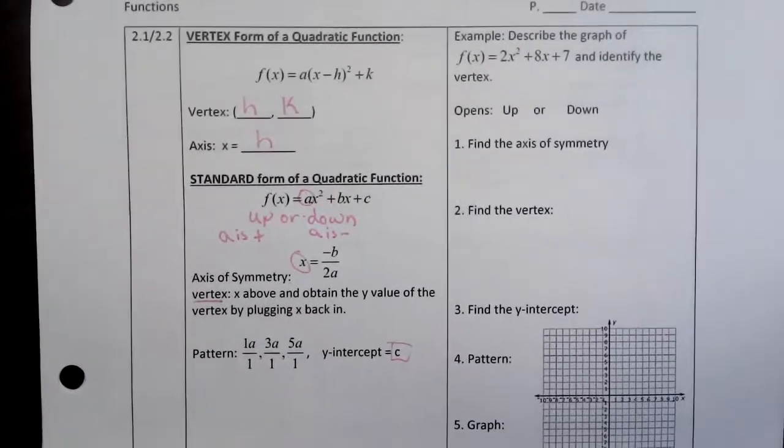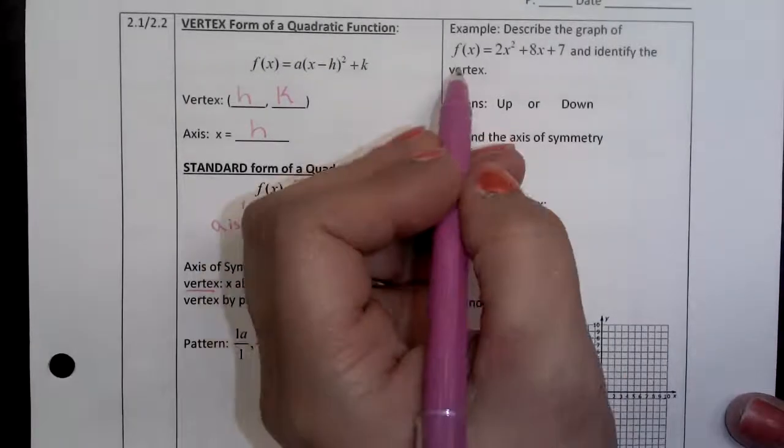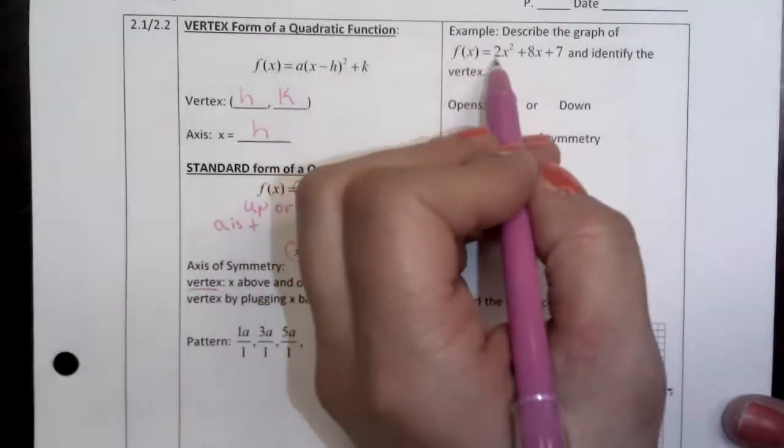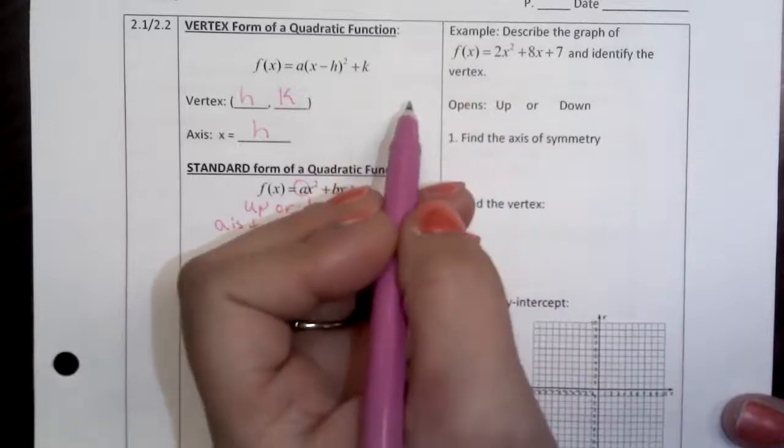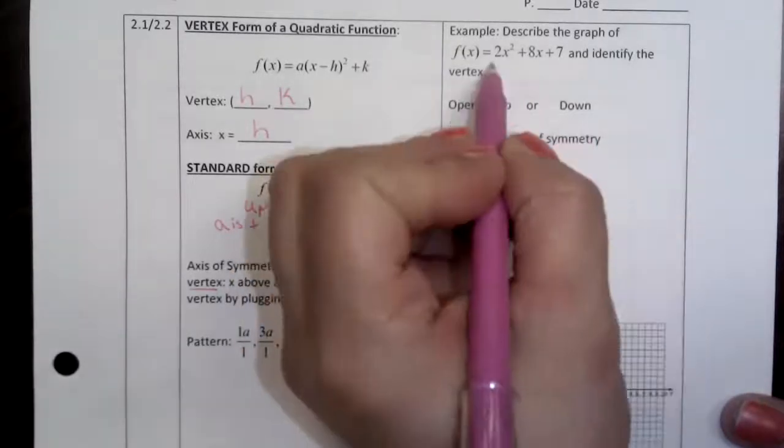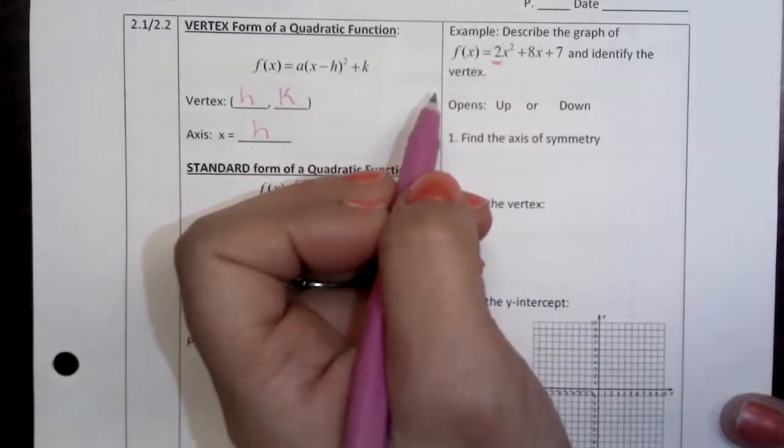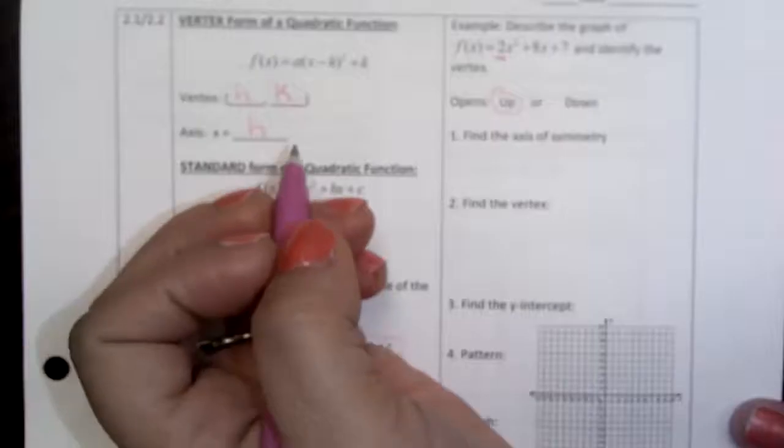So let's take a look at an example. So here we have f of x equals 2x squared plus 8x plus 7. So does it open up or down? Our a value here is a positive 2, which means it opens up.